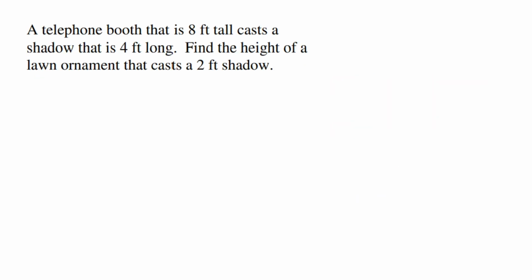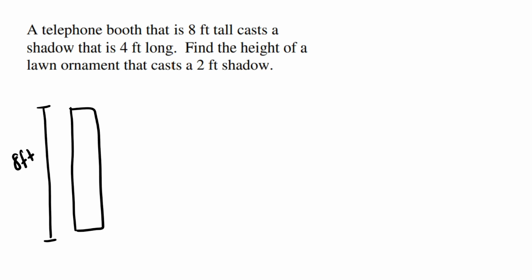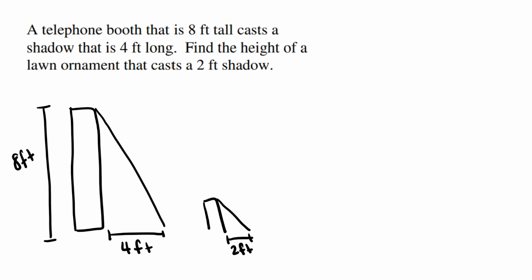A telephone booth that is 8 feet tall casts a shadow that is 4 feet long. Find the height of a lawn ornament that casts a 2-foot shadow. So we've got a telephone booth that is 8 feet tall, and we have a shadow that's 4 feet long. Then we have a lawn ornament whose shadow is 2 feet, and we need to figure out how tall it is. So again, we're going to set up a proportion to find the height of our lawn ornament. For the 8-foot tall telephone booth, we have a 4-foot long shadow, and that's going to be equal to the x tall lawn ornament, which has a 2-foot long shadow.